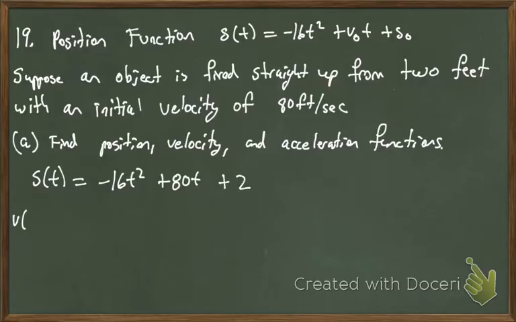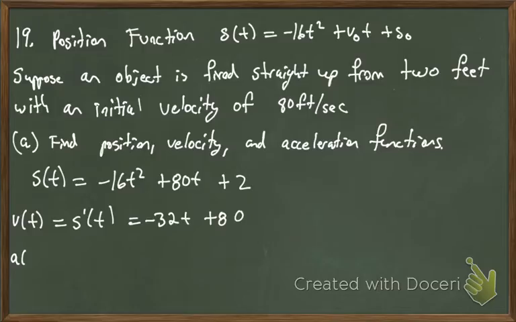Now velocity is a change in distance over a change in time, so your velocity is going to be the first derivative, so we're going to be using that power rule. So v of t is equal to the first derivative of position, so it'll be negative 16, and we're going to do the power rule, and bring the 2 down, so that'll make it negative 32. Subtract 1 from your exponent, so that'll be negative 32t, plus 80t, and then the derivative of the constant 2 is 0, so we don't include that.